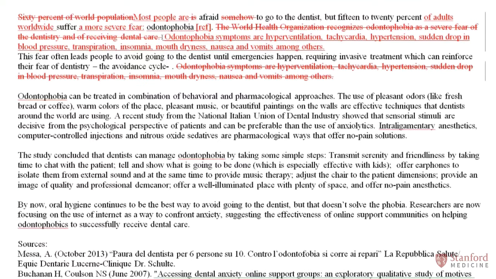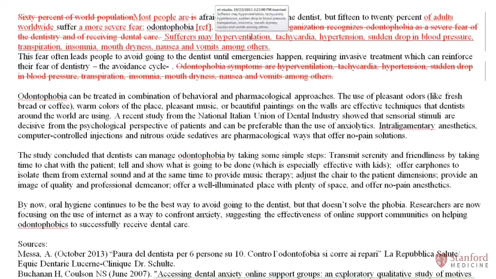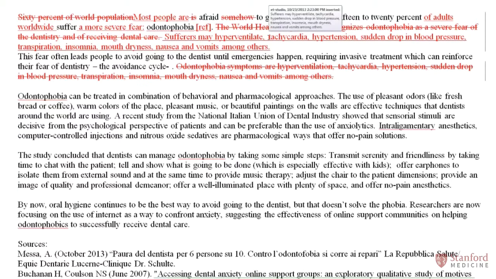Maybe just describe right there what that more severe fear looks like. So this is a list of a lot of medical jargon, so I'm also going to eliminate some of that medical jargon. Maybe we say sufferers, just jump right into what they experience. Sufferers may, instead of hyperventilation, let's make this into a verb, hyperventilate. They may hyperventilate. Tachycardia, hypertension, sudden drop in blood pressure.